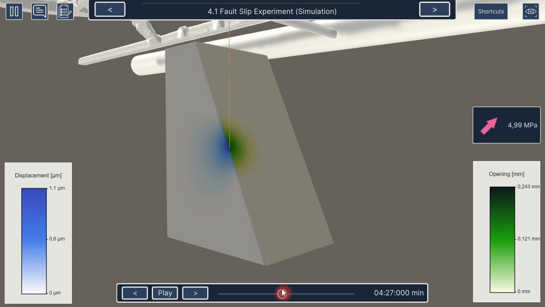At what time step are the effects at a maximum? What is the maximum opening of the fault? Imagine the magnitude vividly.